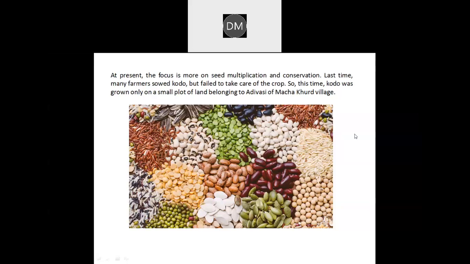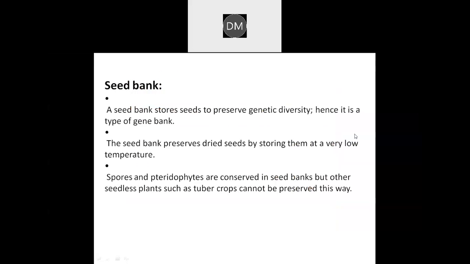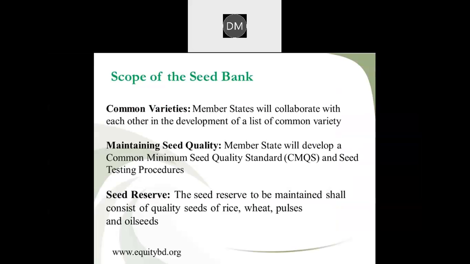Basically we are very familiar with the word seed bank, and we are botanists. In a botanist's language, a seed bank stores seeds to preserve genetic diversity and is a type of ex situ conservation. The seed bank preserves dry seeds by storing them at a very low temperature. Spores of pteridophytes can be stored in a seed bank, but other seedless plants such as tuber crops cannot be preserved this way. Okay, the scope we want to look at.